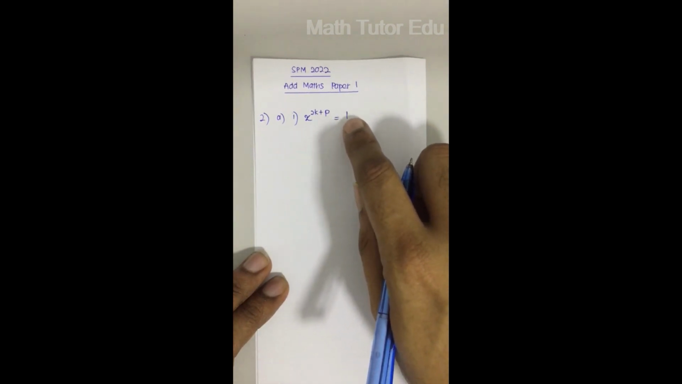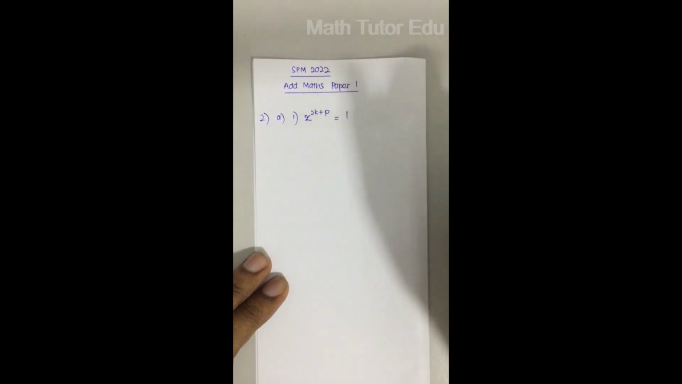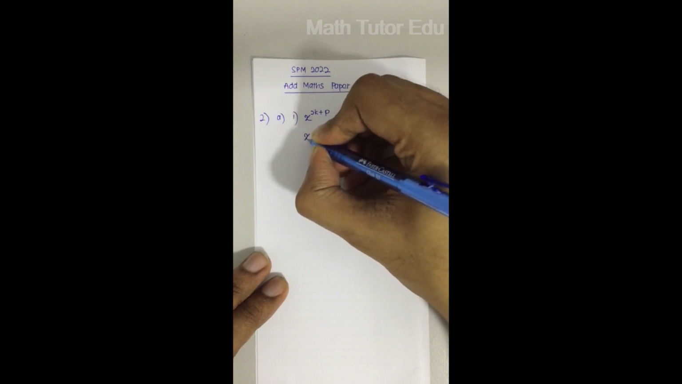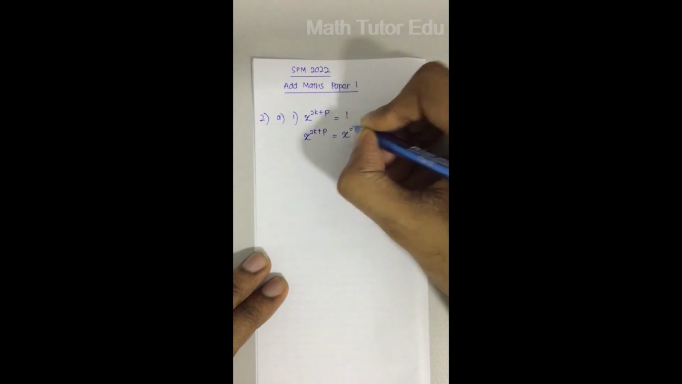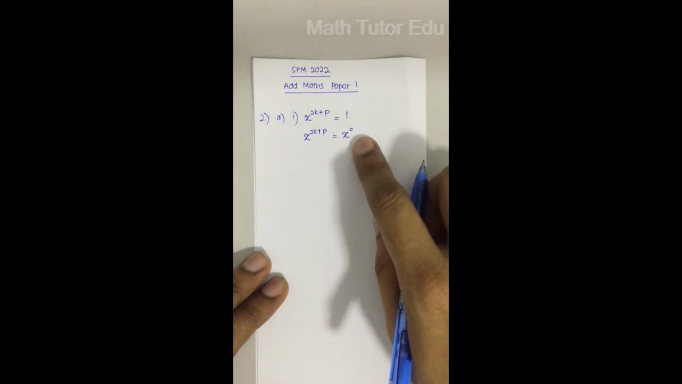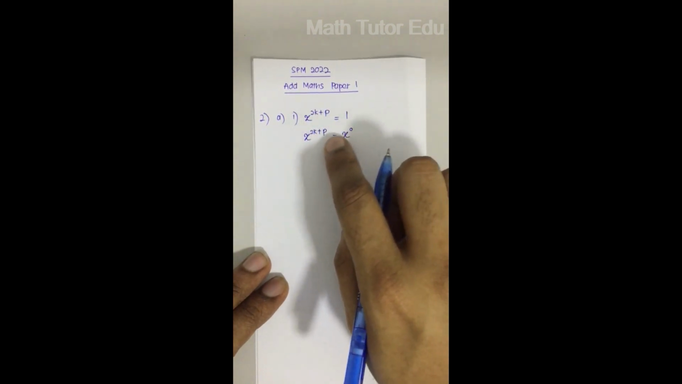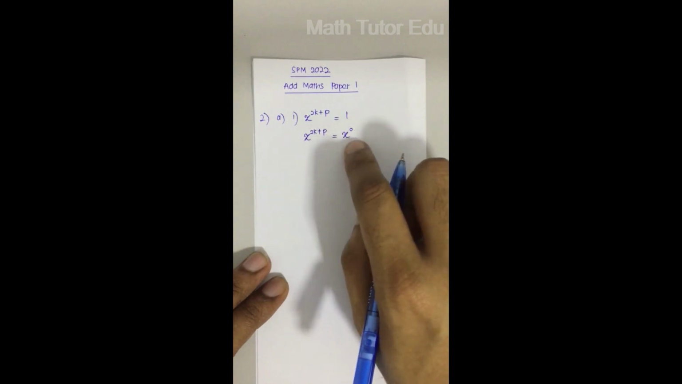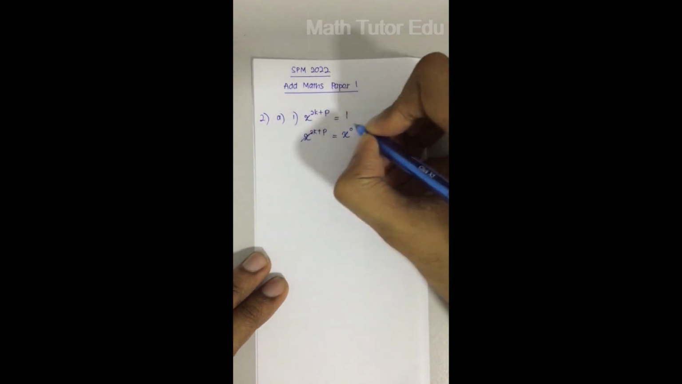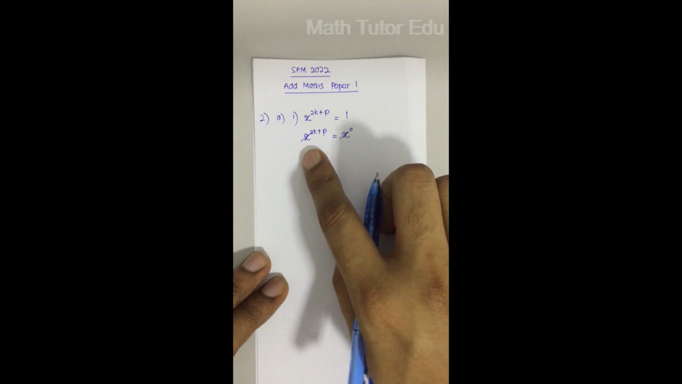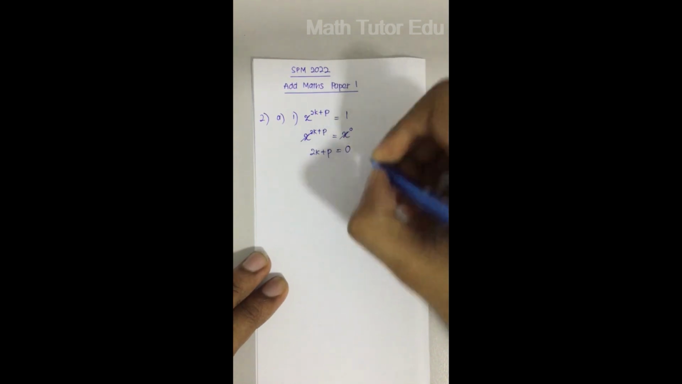We can actually convert the 1 into x to the power of 0. Remember guys, x to the power of 0 is equal to 1. So x to the power of 2k plus p equals x to the power of 0. This is your first step, because we need to make sure that the base is the same on the left hand side and the right hand side. Once this step is done, the rest will be very easy guys. The base we can cancel out, so you are only left with 2k plus p equals 0.